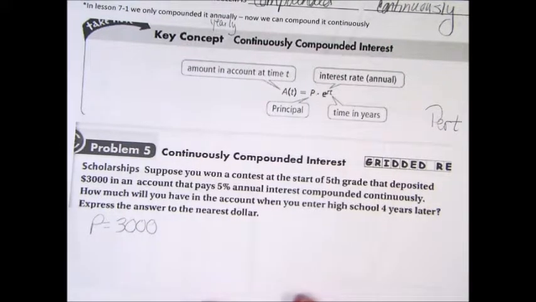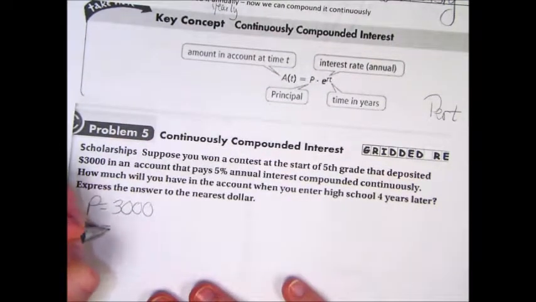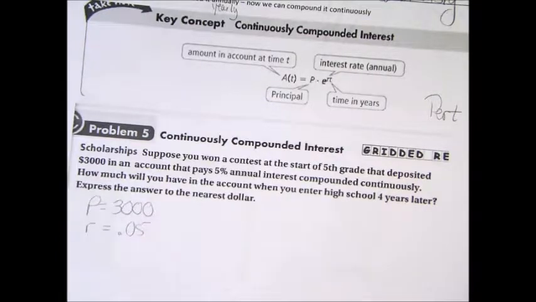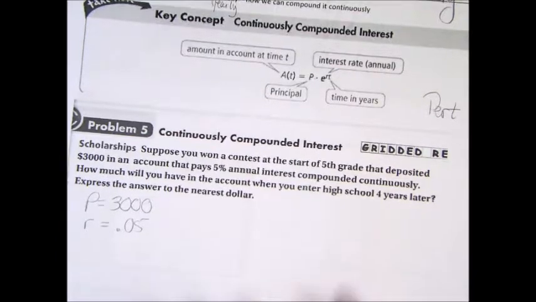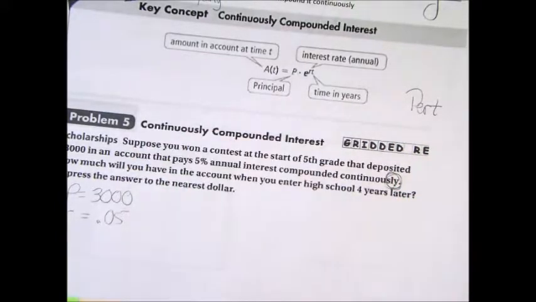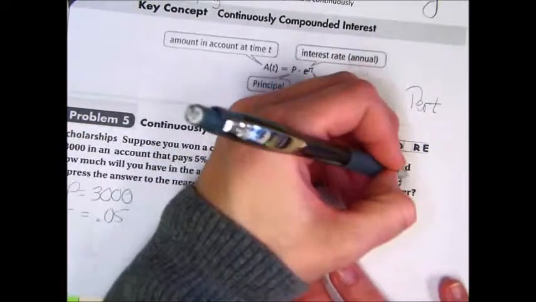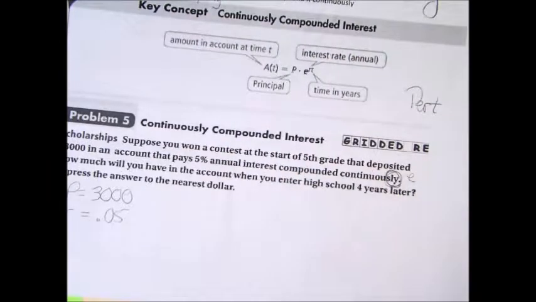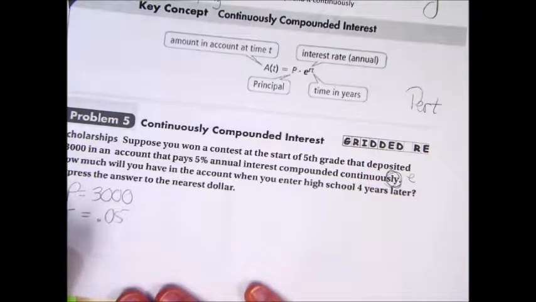You put in an account, and the account pays 5%. That's your rate. Make it a decimal, 0.05. And it's compounded continuously. Here you go, you ready for a silly little rhyme? Continuously use E. I'll say it again. Continuously use E. That tells you that you're going to use E. How much will you have after 4 years?